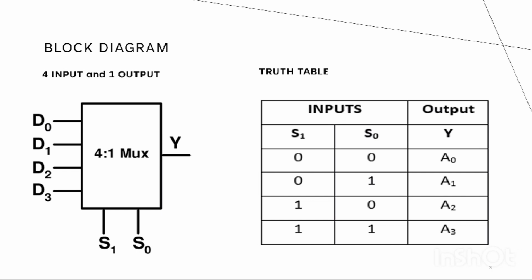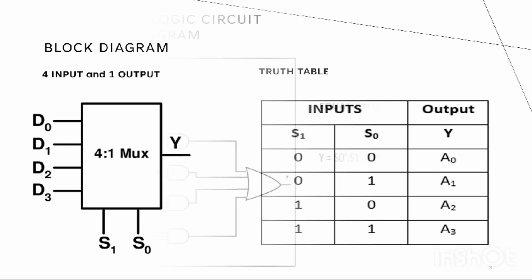Let's move on to the truth table. For the 4x1 multiplexer, the select lines are S1, S0, and the inputs are I0, I1, I2, I3. When S1 and S0 are 0, 0, the output will be I0. When S1 and S0 are 0, 1, the output will be I1. When S1 and S0 are 1, 0, the output will be I2. When S1 and S0 equal 1, 1, the output will be I3.